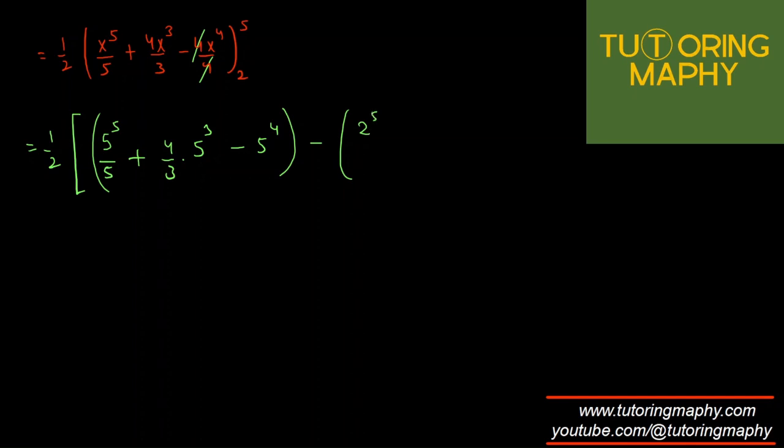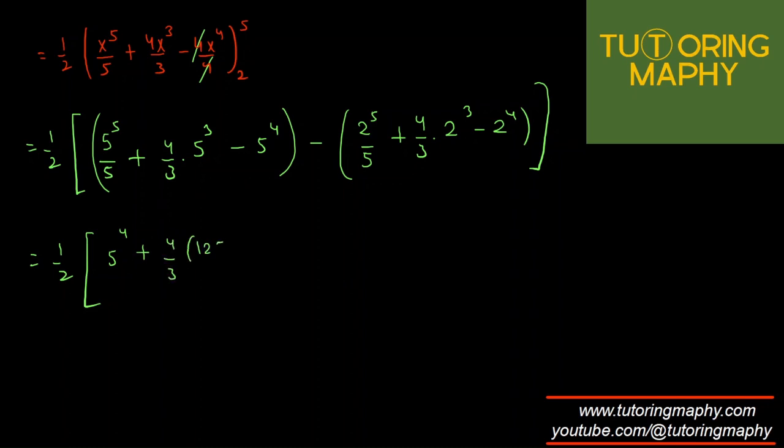Minus the lower bound, which is 2 raised to 5 over 5, plus 4 over 3 times 2 cube minus 2 raised to 4. Okay, excellent. 5 raised to 5 over 5 is 5 raised to 4. 5 cube is, I believe, 125. So 4 over 3 times 125 minus 5 raised to 4, whoa, we are in luck. These two things are gone if I'm not wrong.